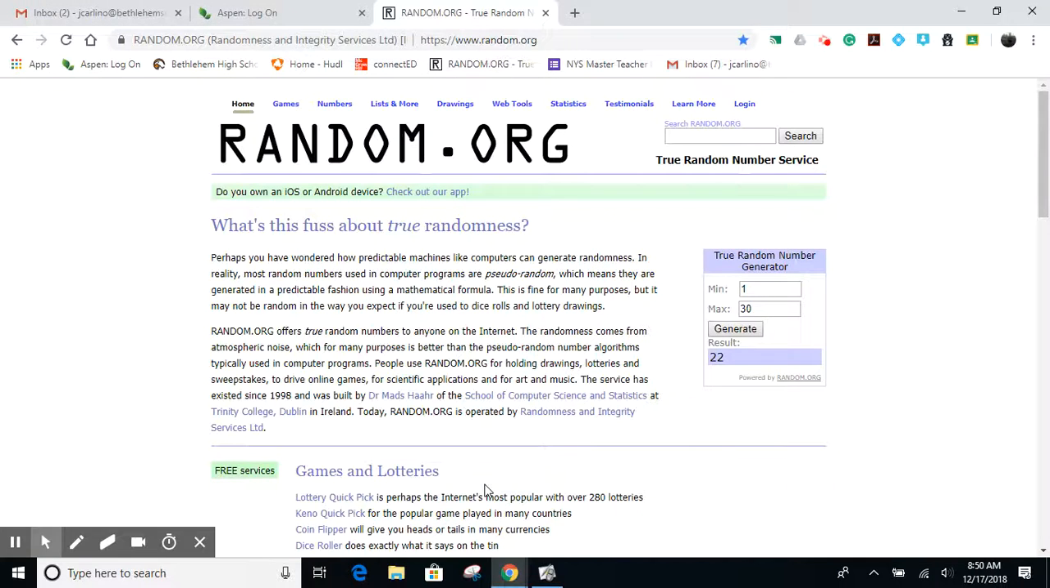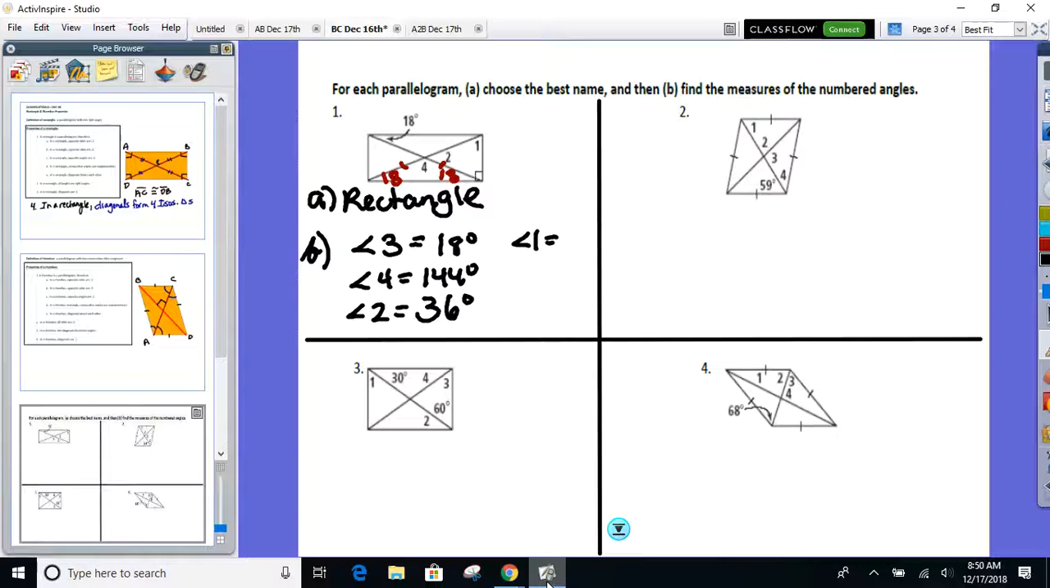Angle 1, let's hear from some people. 24, angle 1. It is 72 degrees. Anybody want to know how we got there at all? Because we could have got there a couple different ways. One way was, okay, if that's 18, that's 18. And what does 18 and angle 1 add up to since it's a rectangle?